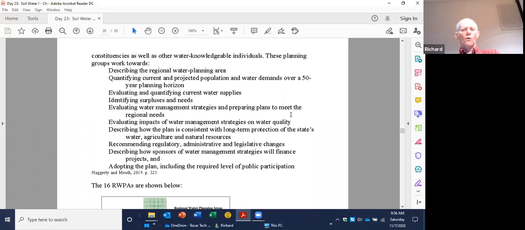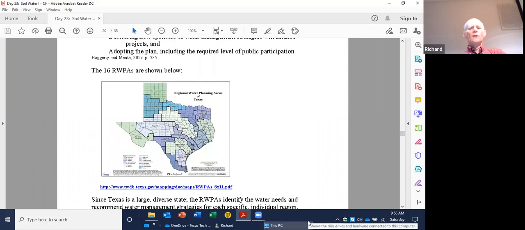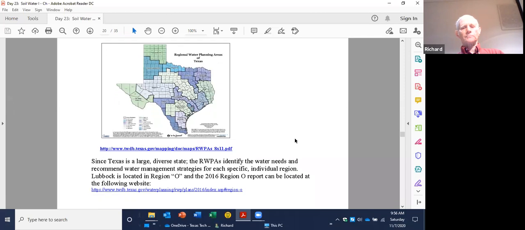The 16 regional water planning areas are shown below. If you look at these water planning areas, these are almost driven by the rivers that I talked about before. You see the Canadian River here, the Red River, the Pecos River, the Rio Grande. And so these are regional water planning areas looking at groundwater and surface water and anticipated needs. So the state is divided up into 16 regional water planning areas.